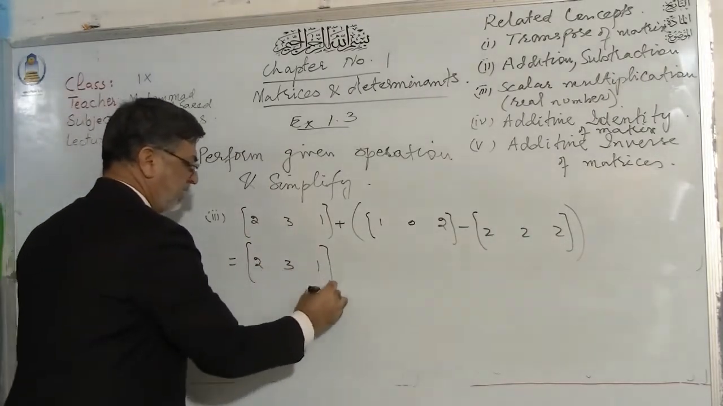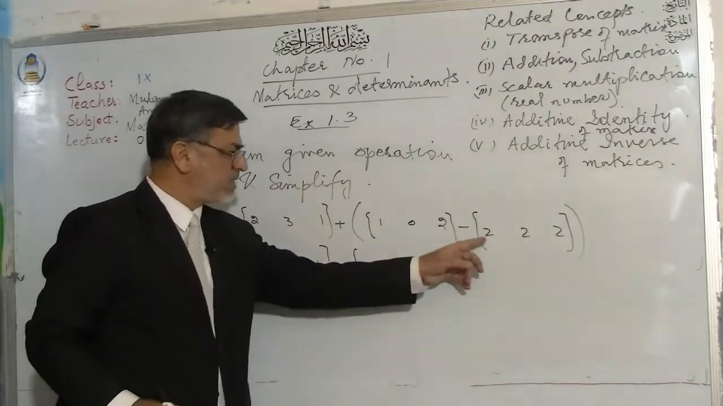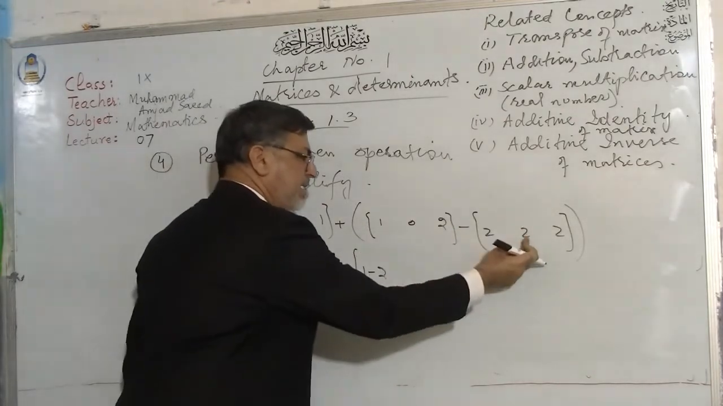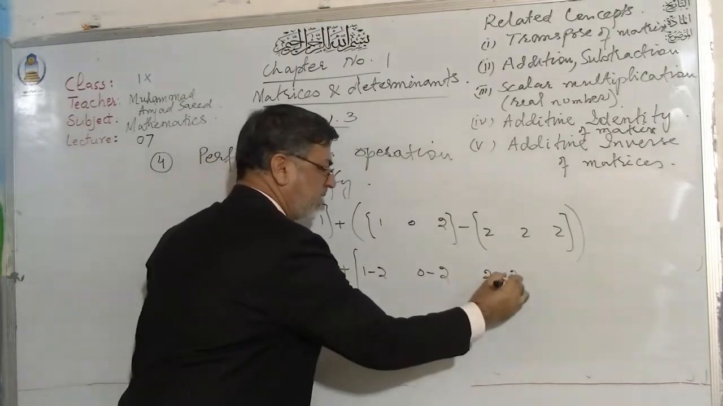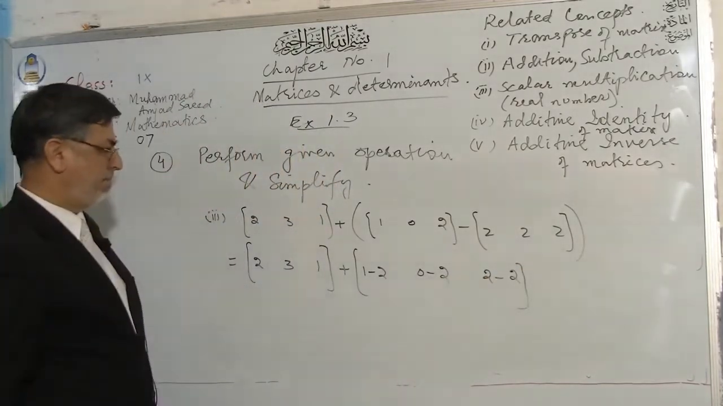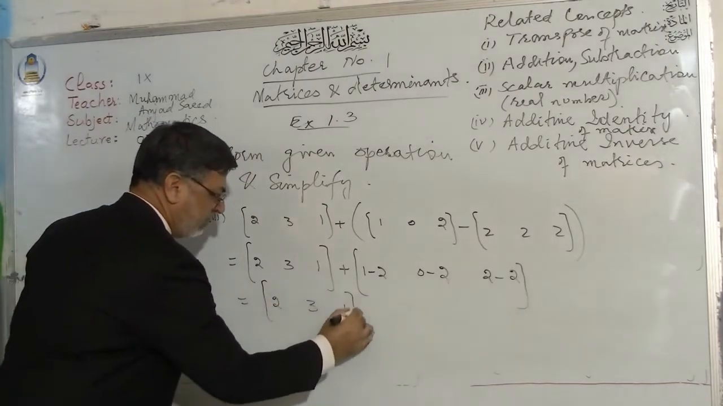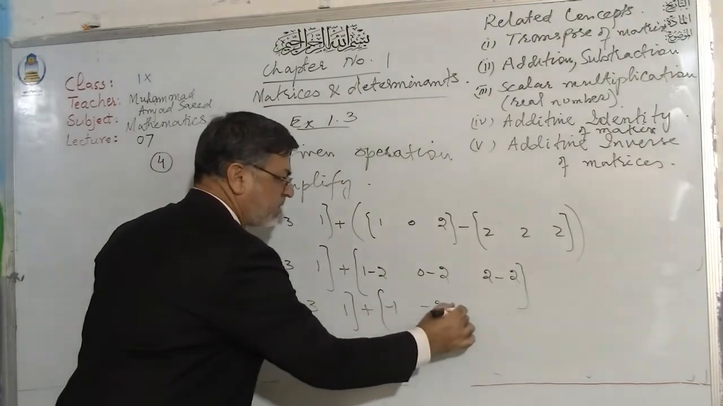2, 3, 1. Then first minus first. Second minus second. Third minus third. That will be 2, 3 and 1. Here is minus 1, minus 2 and 0.